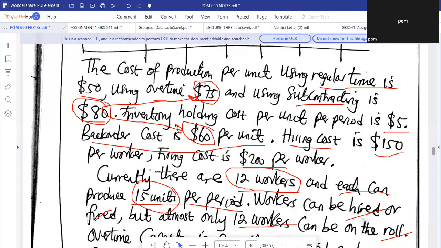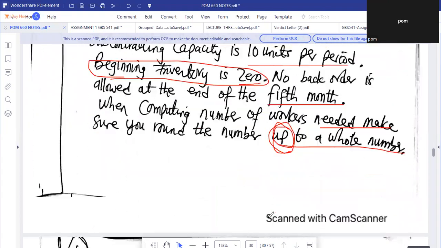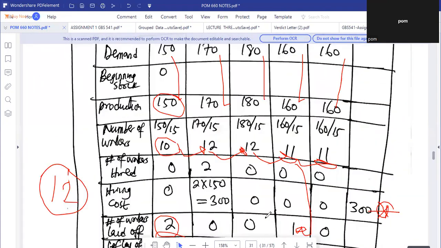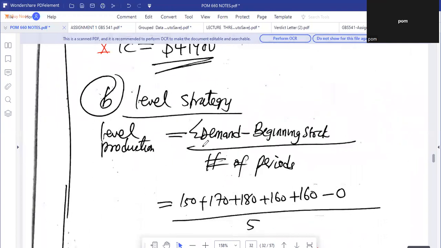But now we need to find the level production. So level production here is the summation of the demand minus the beginning stock, then divide by the number of periods. We cannot produce what we already have. That's why we're subtracting this. So our production will be the summation of the demand minus what is on hand. This one is our on hand, which is already there. Then you divide by the number of periods.